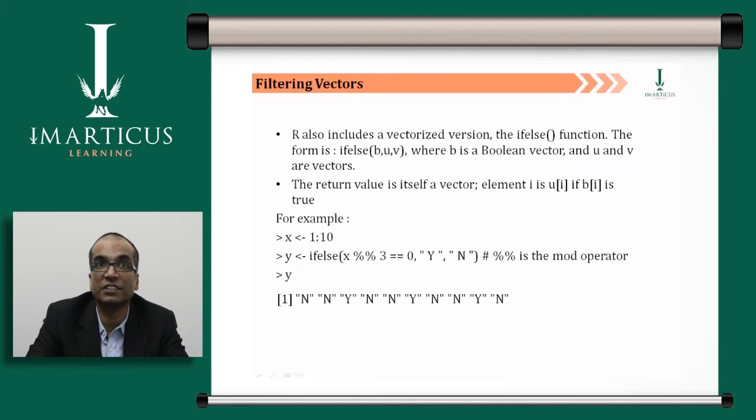R also includes a vectorized version, the ifelse function. The form is ifelse(b, u, v), where b is a Boolean vector and u and v are vectors. The return value is itself a vector. Element i is u[i] if b[i] is true. For example, if you create a vector x <- 1:10 and you say ifelse(x %% 3 == 0, ...), you are basically checking with the mod operator, and if it comes out to be 0, then you are flagging it with a y, or else you are flagging it with an n, right?